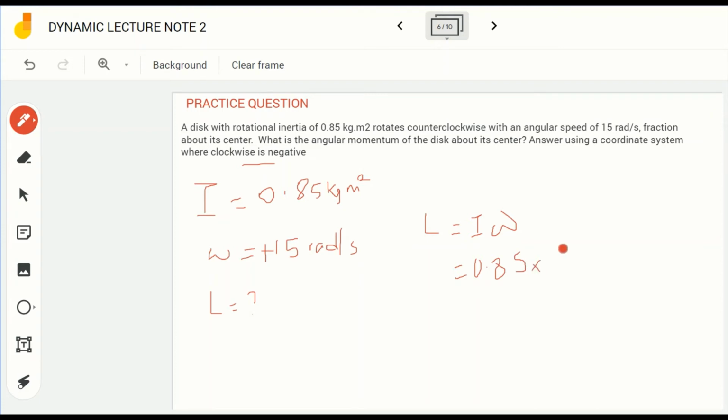So therefore my inertia is 0.85 times my positive 15. So therefore my angular momentum is positive 12.75 kilogram meter squared per second. Please, it is always important as a student of engineering or science to always write your answers or your values with the correct units. So this is our final answer to this question.